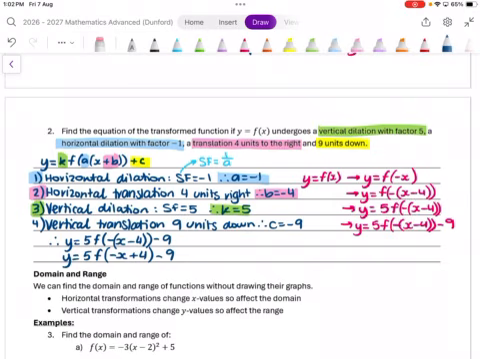Do we pause or do we keep going? I say stop.